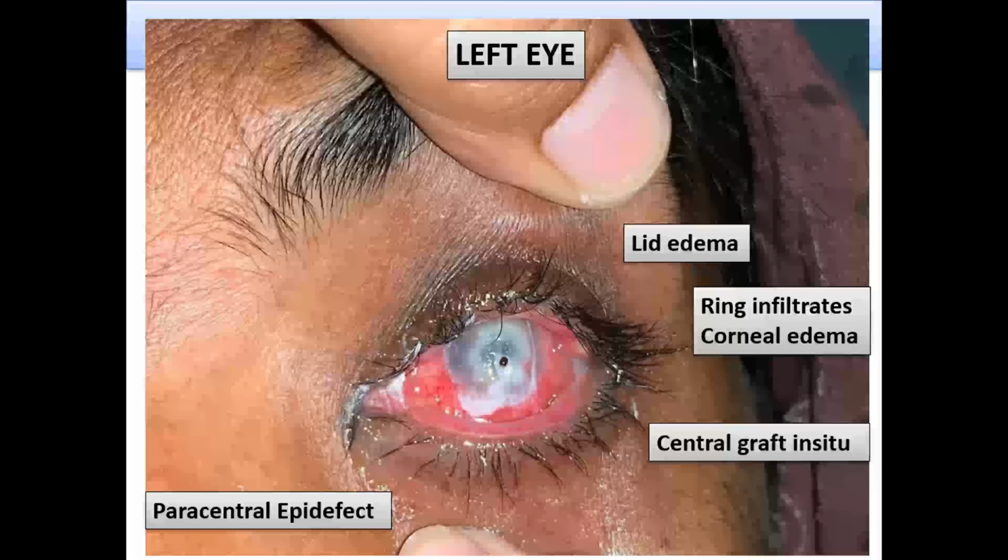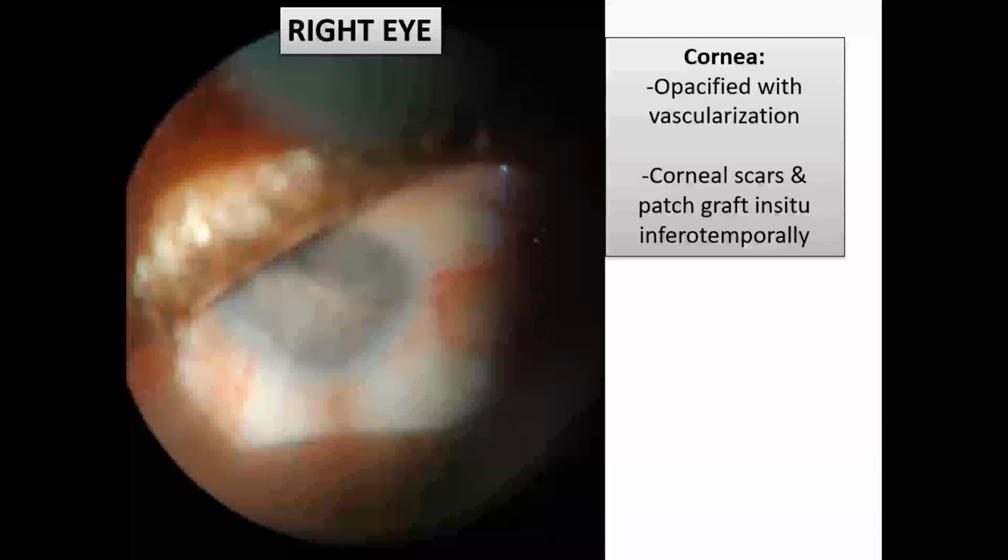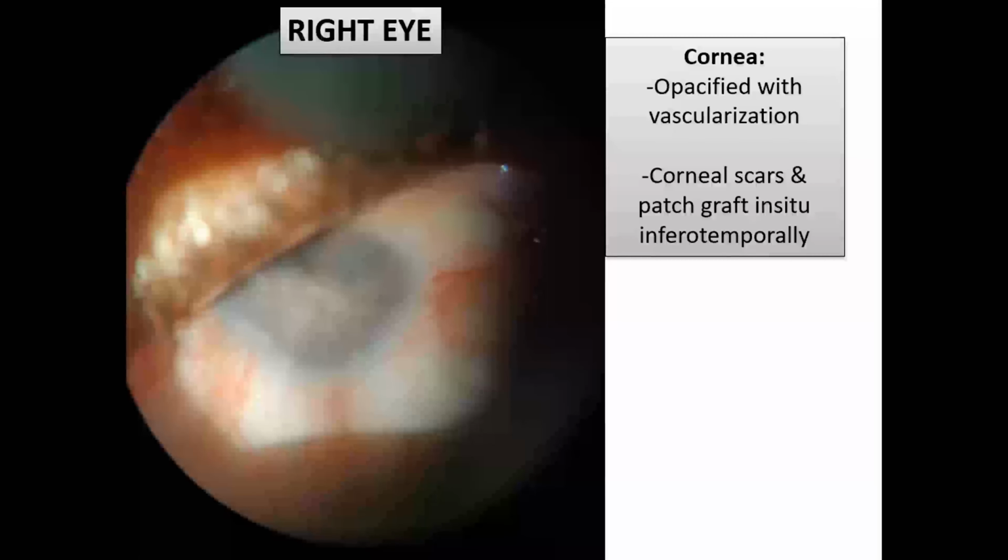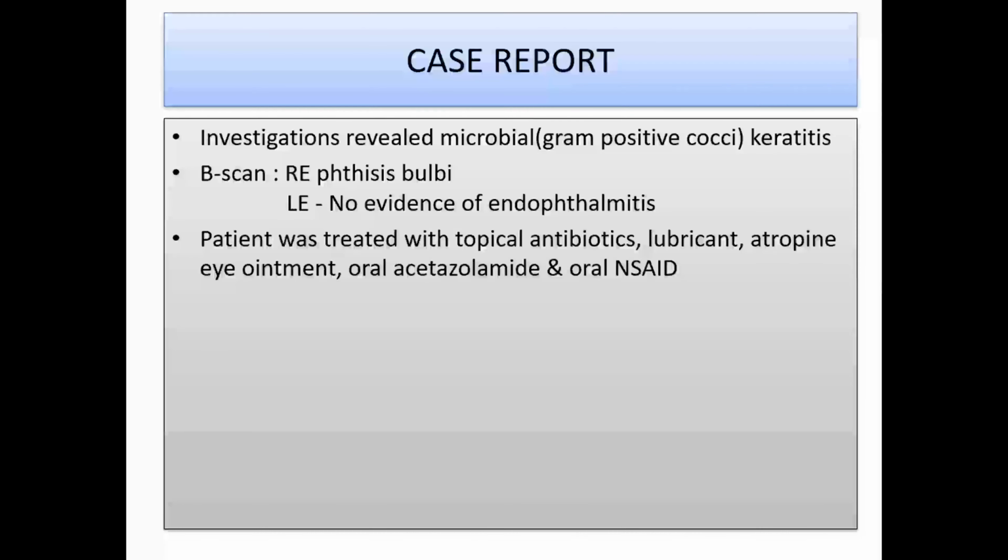This is the image which showed. This is the image of the right eye, wherein cornea was opacified with vascularization and corneal scars are present. Investigations revealed microbial gram-positive cocci keratitis in the left eye. B scan was done, where right eye report was phthisis bulbi and in left eye there was no evidence of endophthalmitis.